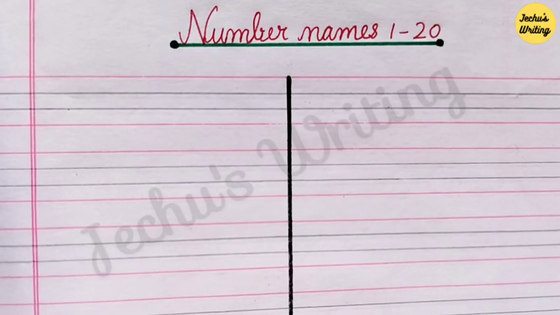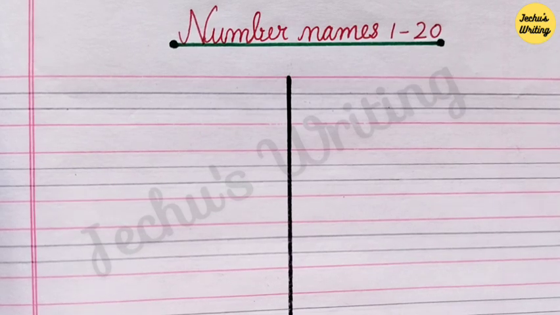Today we're going to see number names 1 to 20 in cursive handwriting. Please follow this.